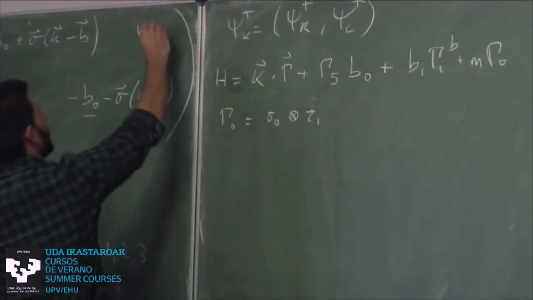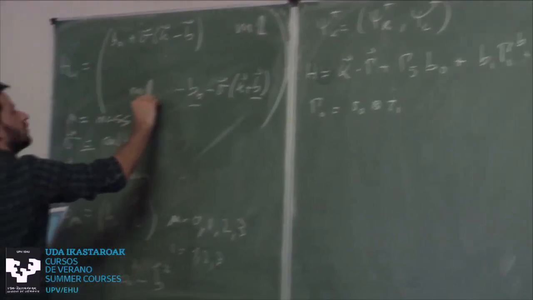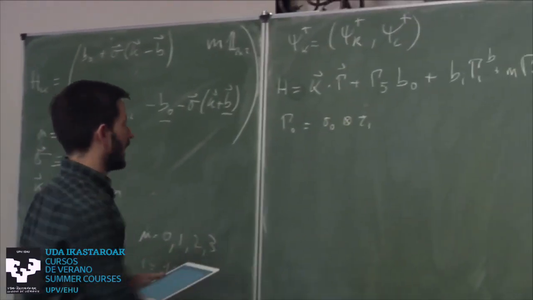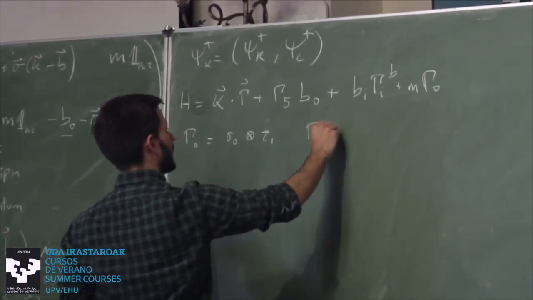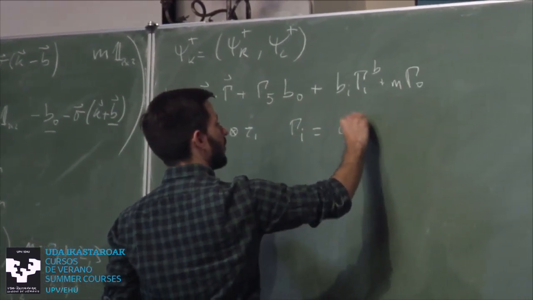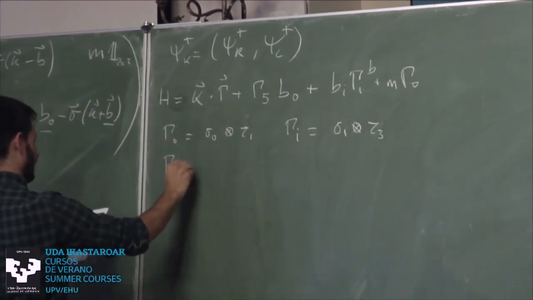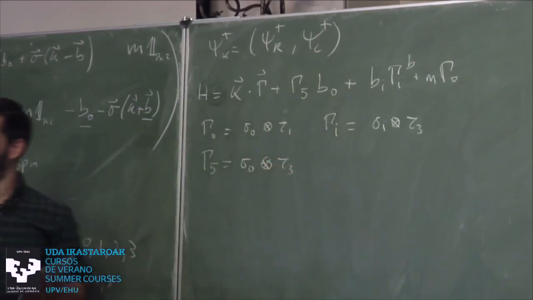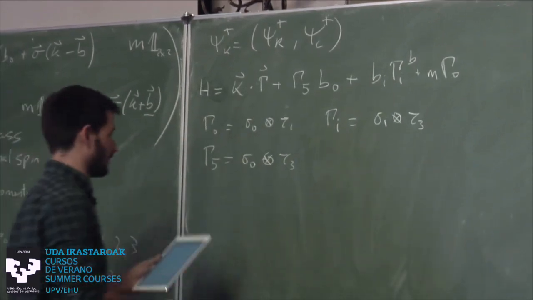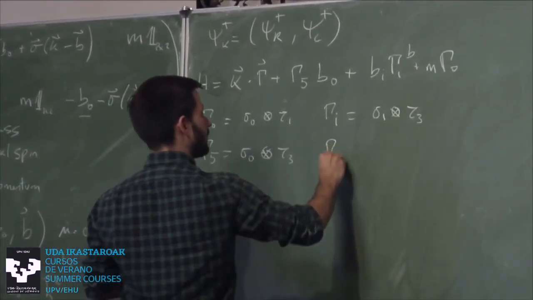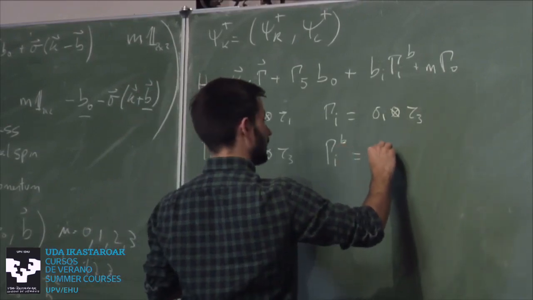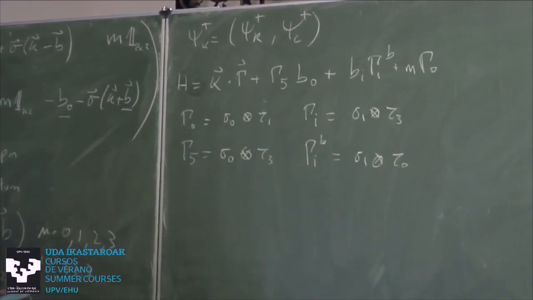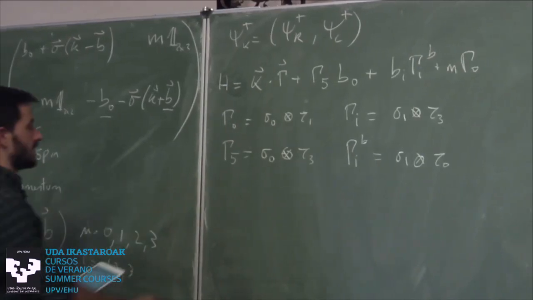It multiplies the mass, so it's kind of here. You have to imagine that there's a big 2x2 one here. Okay, so far so good. Likewise, you can define the other matrices. Gamma i is just sigma i cross tau 3. Gamma 5 is just sigma 0 cross tau 3. By the way, I will provide lecture notes, so feel free to just listen. Gamma i5 can be written as sigma i cross tau 0, and so on.